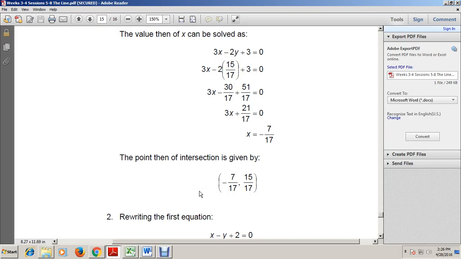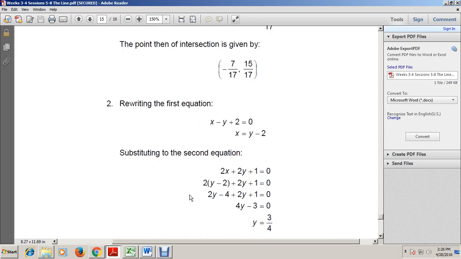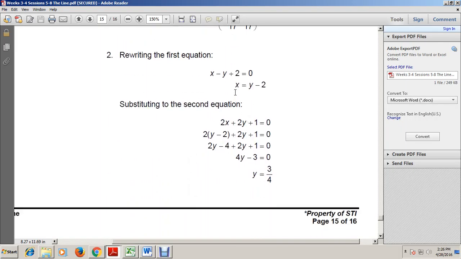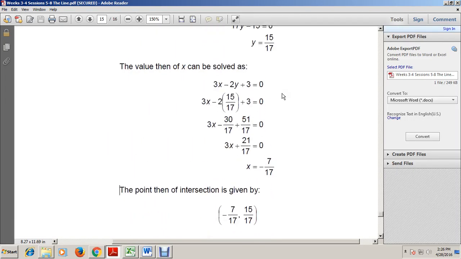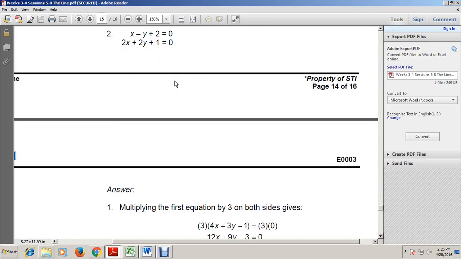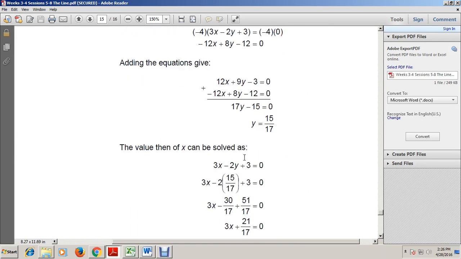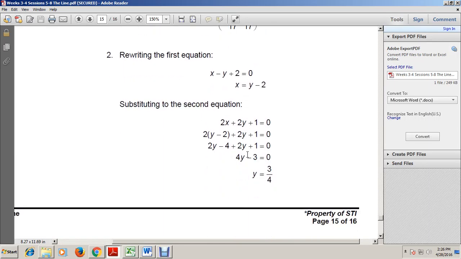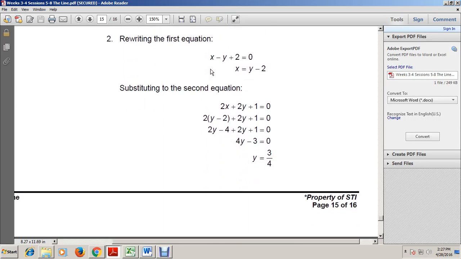Okay, so let's do example number 2. Example number 2, we have the first equation as x minus y plus 2 is equal to 0. The second equation is 2x plus 2y plus 1 is equal to 0. Okay, so in the first step of this solution we have rewritten the first equation in the form of x is equal to y minus 2.